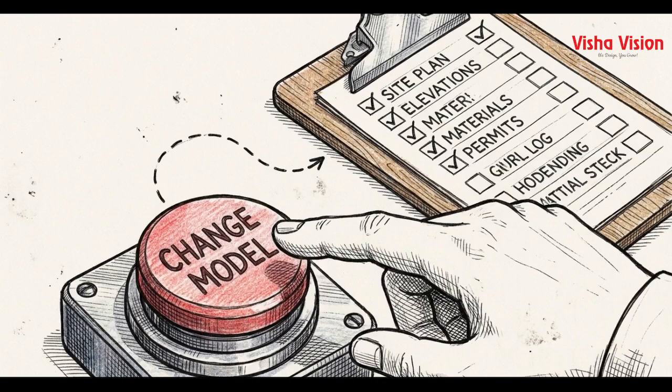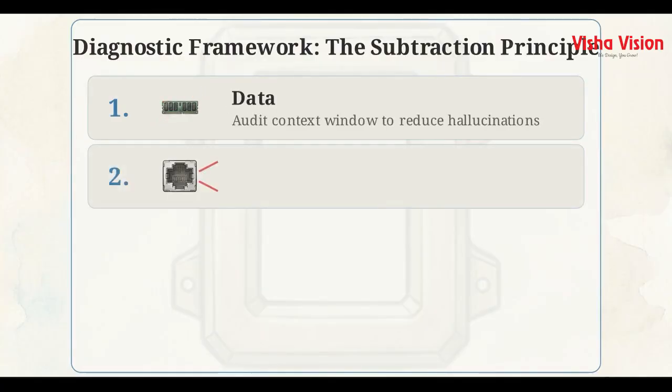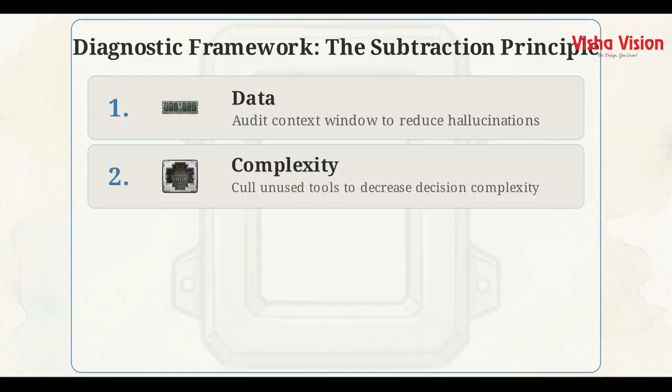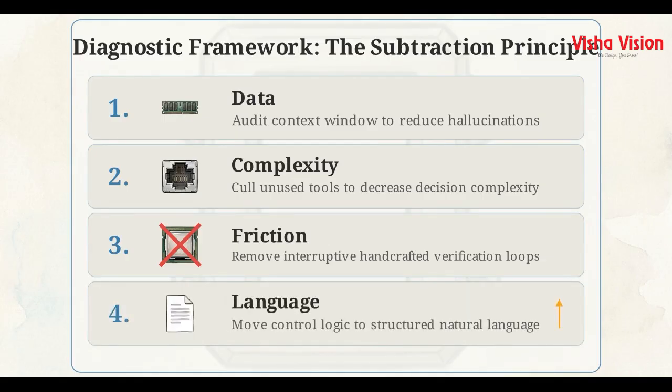When an agent underperforms, follow a specific order of operations before changing your foundation model. First, audit the context window. Removing unnecessary data reduces hallucinations. Second, cull unused tools to decrease decision complexity. Third, remove handcrafted verification loops. They interrupt natural reasoning. Fourth, move control logic into structured natural language for massive performance gains.